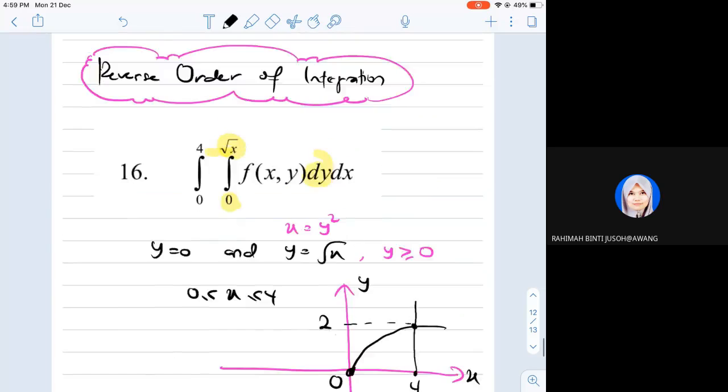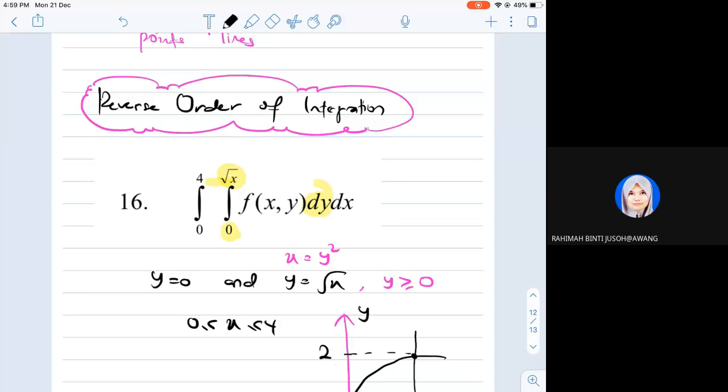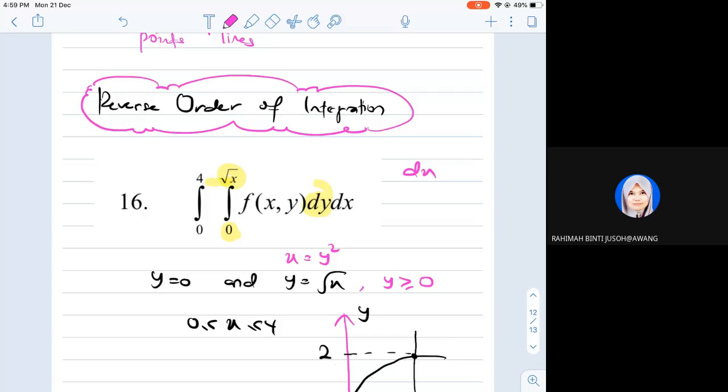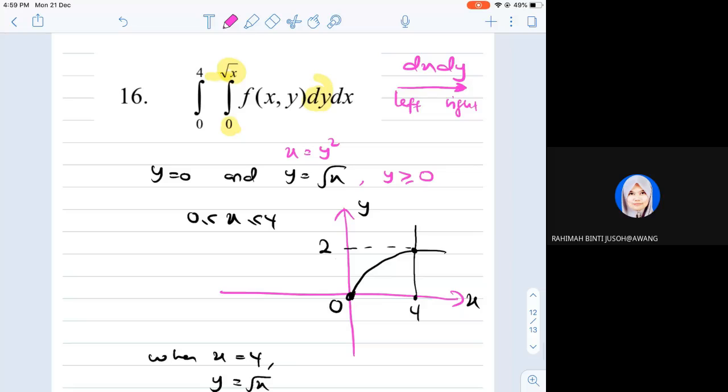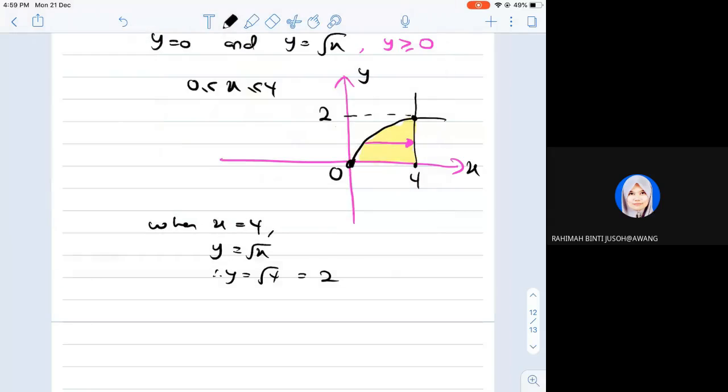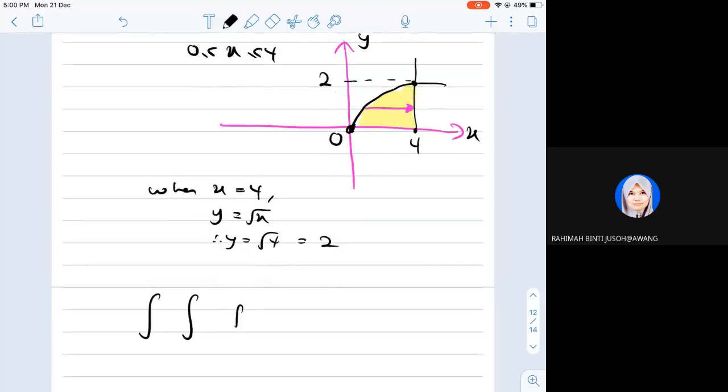Now guys, we want to reverse the order of integration. So instead of dy dx, we need to reverse the order into dx dy. When it is dx dy, the movement is from where to where? Left to right. Yes, from left to right. Okay, we have this region. Now, double integration of this function dx dy.